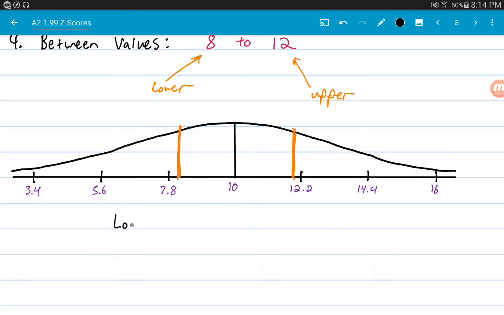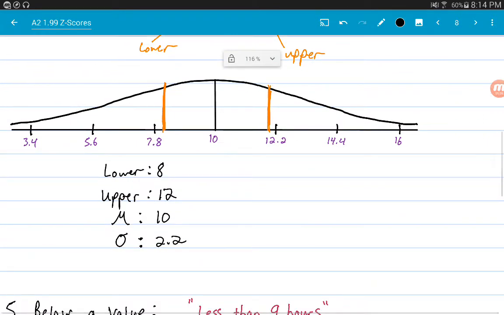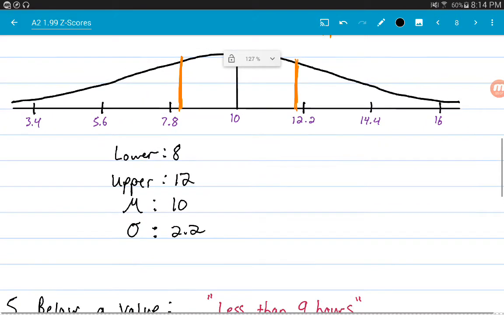It's going to ask you for the lower, that's 8, the upper, which is 12, mu, which looks a little more U-shaped in your calculator. Mu is going to be 10, and sigma is going to be 2.2. Now I should be able to go to my calculator, hit enter, enter, and it will give me some decimal.